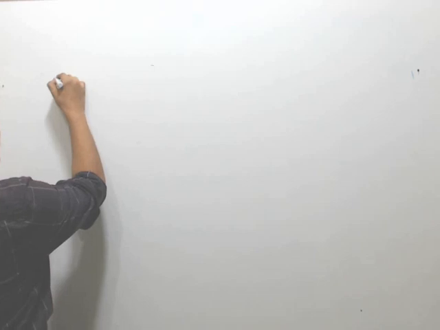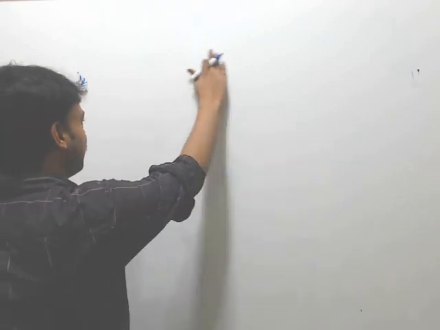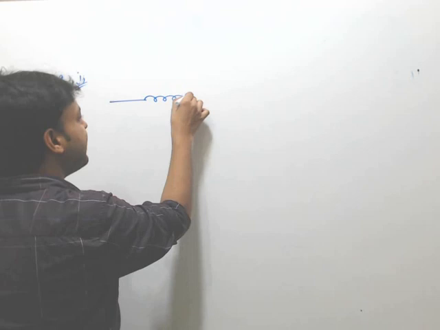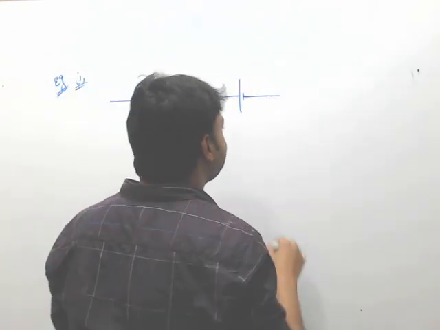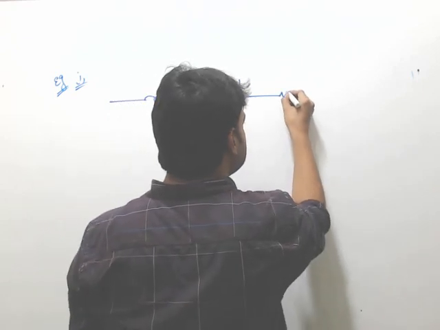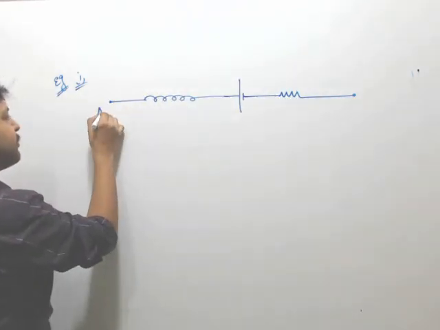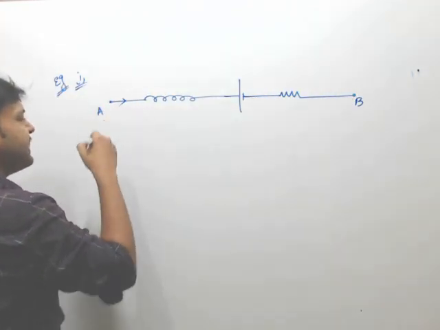Okay? So, for example, one question I will do and one I will give as a task for you, then we'll close the session. Okay? So, see now, consider an inductor, consider a battery, consider a resistor. This is point A and point B, and current is flowing in this direction.